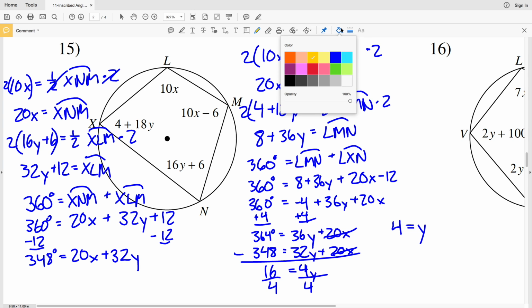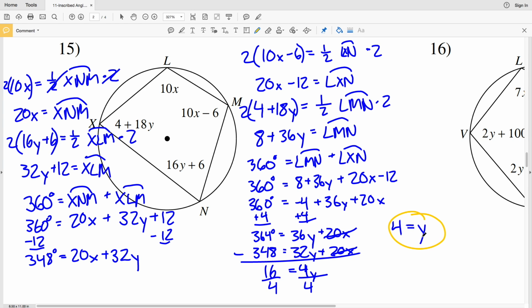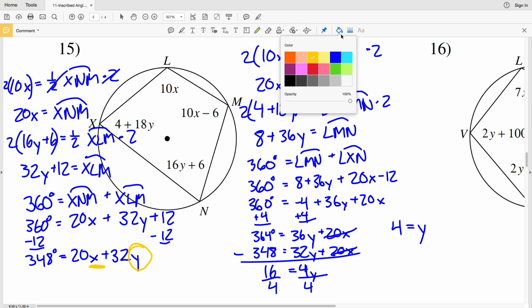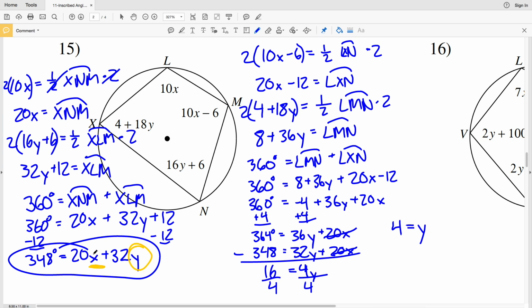And now that I know that 4 is equal to y, I'll take 4 and plug it in for y, and then solve for x. And I can use either the equation that's equal to 348 degrees or the equation that's equal to 364 degrees. However, I have room over here to work, so I'll work with the equation of 348 degrees. So 348 degrees equals 20x plus 32 times 4.